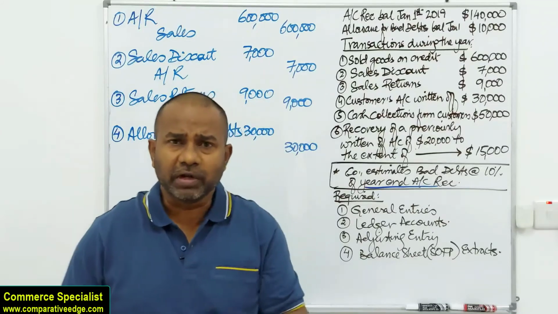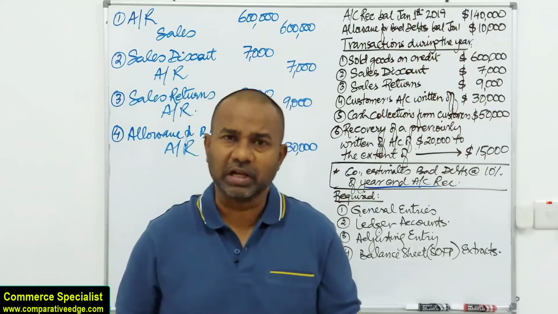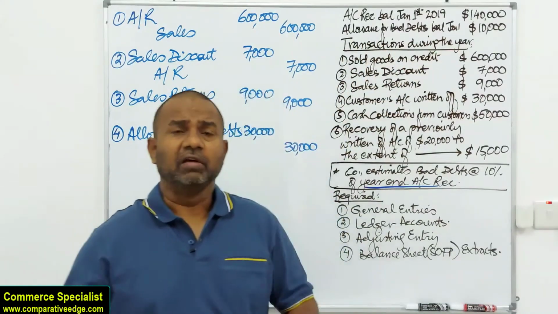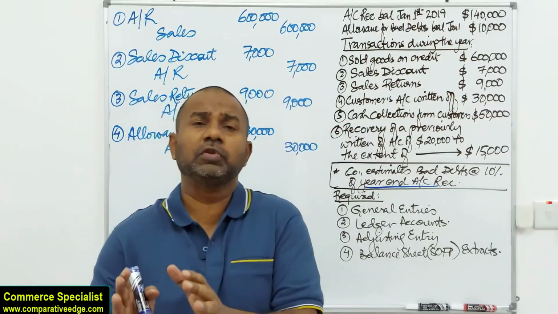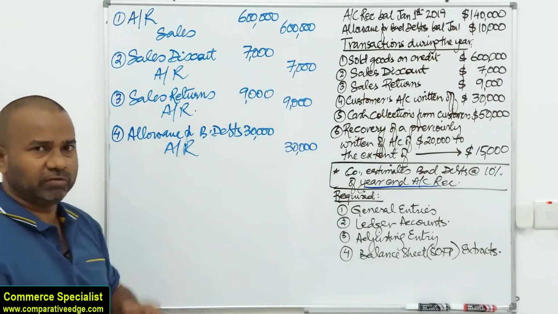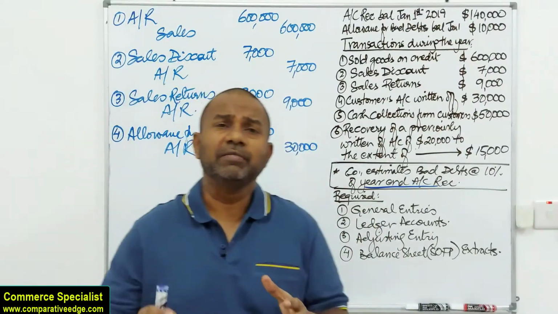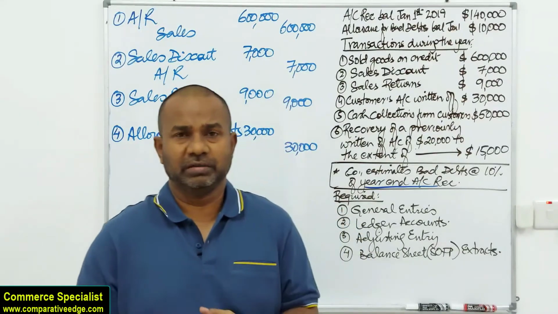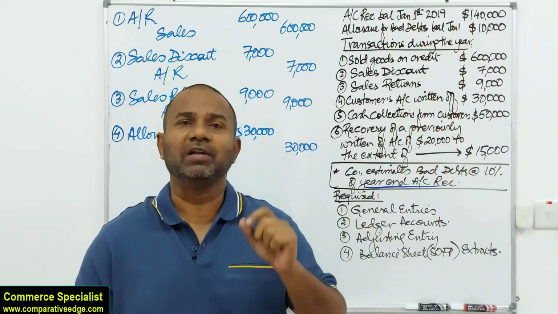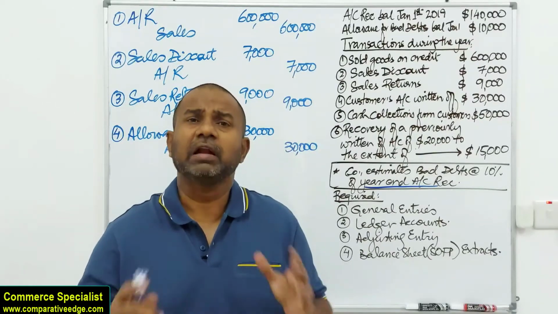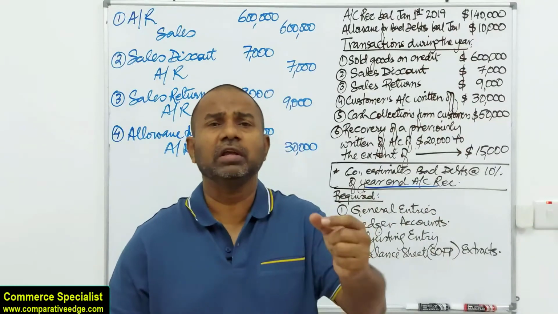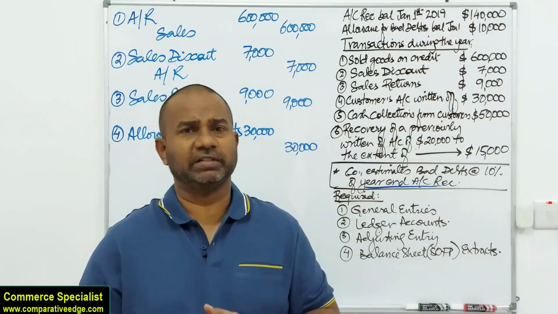So what you need to remember is, when we write off a customer's account and we already have an allowance for bad debts balance, writing it off through allowance for bad debts is this entry. Allowance for bad debts debit, account receivable credit. Sometimes some companies do not maintain allowance for bad debts. In that case, it would be a direct write-off. A direct write-off is we debit bad debt expense and credit receivables. We do not debit allowance for bad debts in that case.